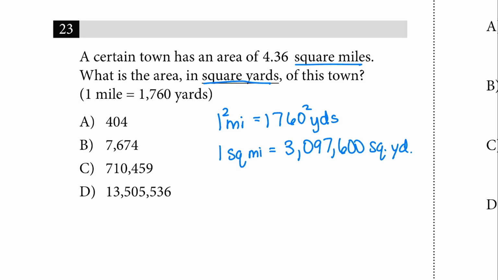So, since we now have a conversion between square miles and square yards, we can simply say that 4 square miles is going to be 4 times this value, which is clearly going to be the largest value there. And you can also verify that on Desmos as well. This is going to be 4.36, sorry about that, times our 3 million, and so on and so forth. Verify that in Desmos and you do get that answer.